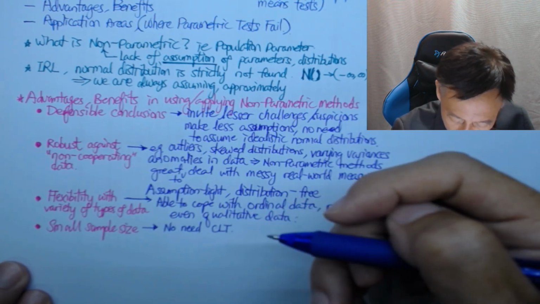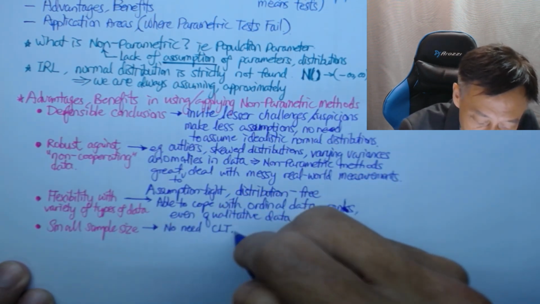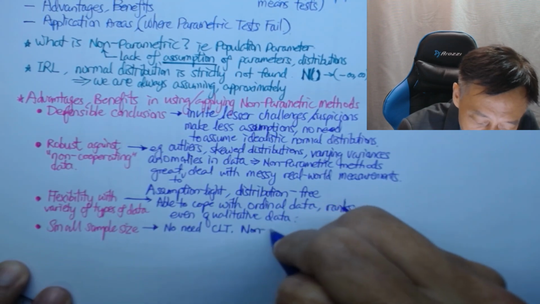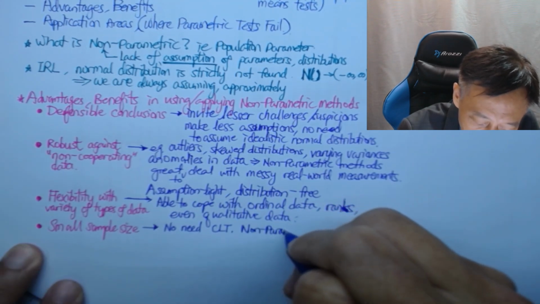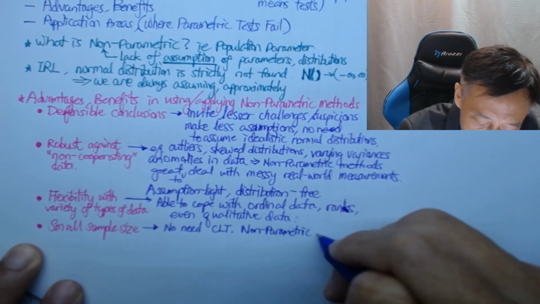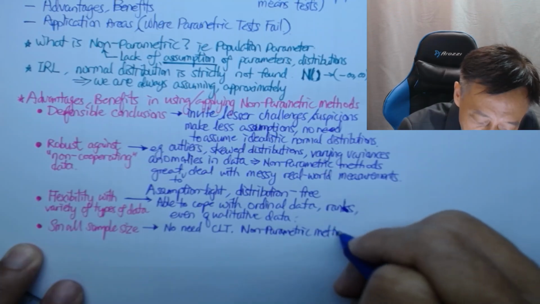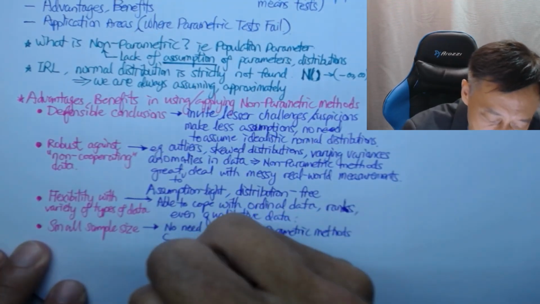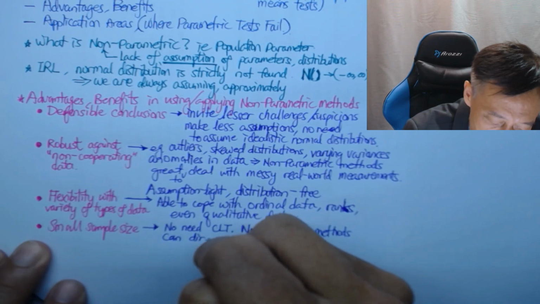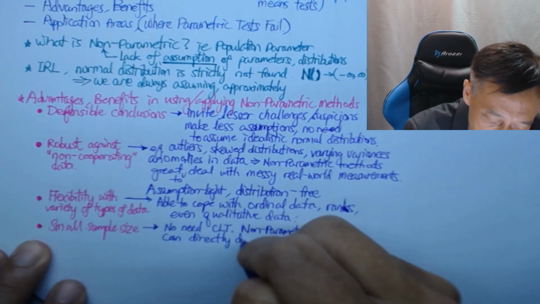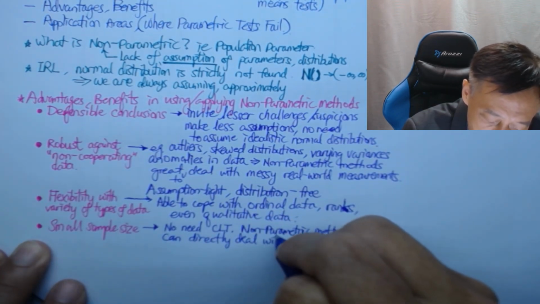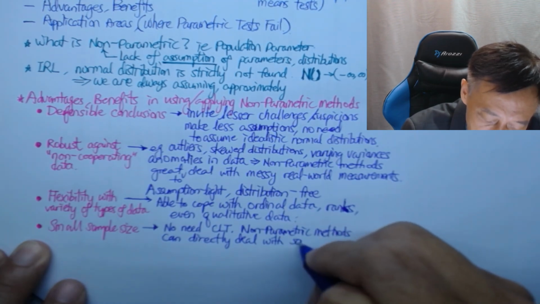It's a tool that operates effectively. So non-parametric methods can directly, right, deal with small sample sizes.